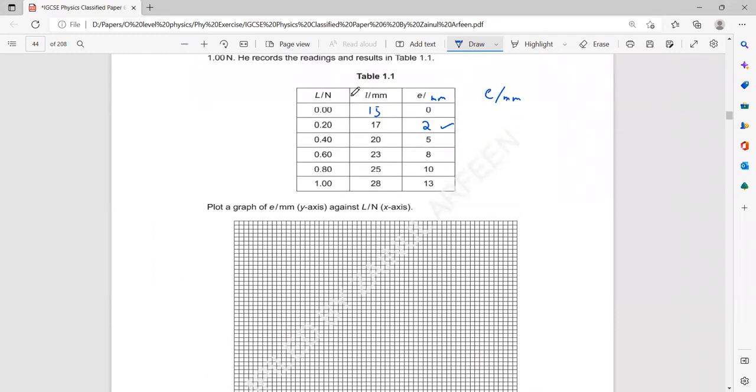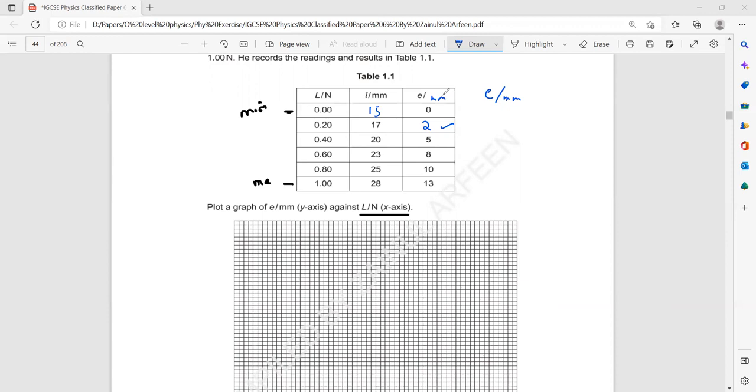To select a scale, you check the minimum and the maximum value. The minimum value is 0 for load and the maximum value is 1. Whenever you're plotting a graph, you should cover 70% or more than 70% of your graph paper. You should cover that.